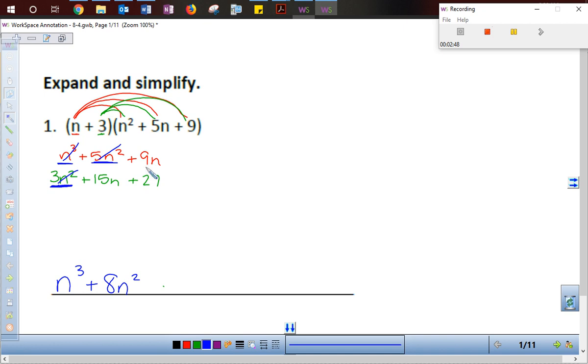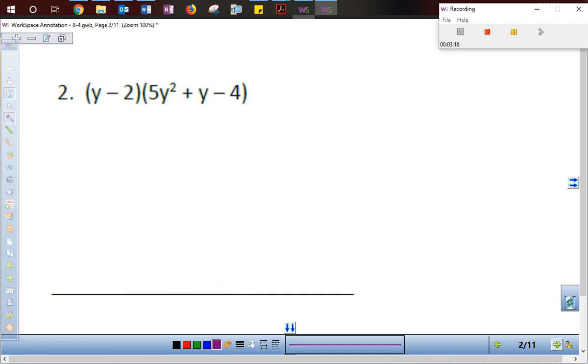Next I have a 9n. If I look through, I have a 15n right here, and I can add those together and get 24n. And all that leaves me with is plus 27. Finally, before you move on, you need to double check that your answer is in standard form. So n cubed, 8n squared, 24n plus 27. That's a degree of 3, 2, 1, and 0, so we are good to go.